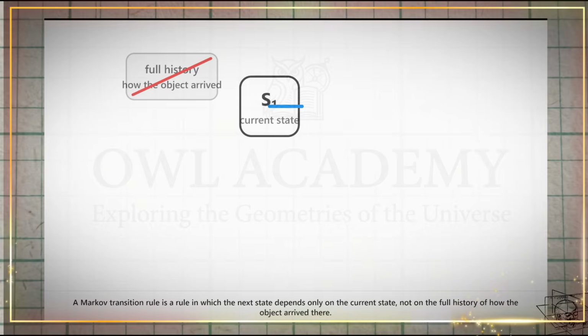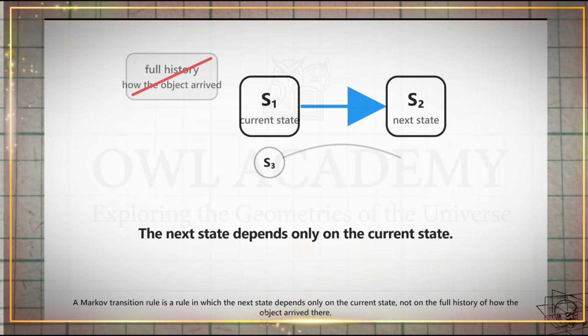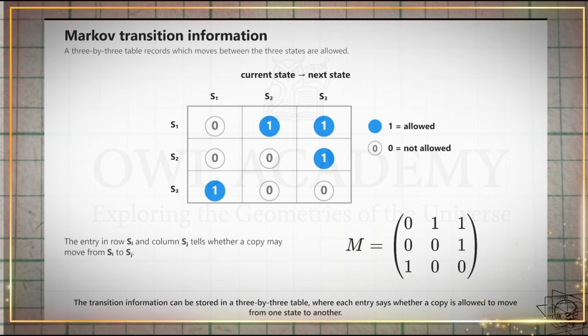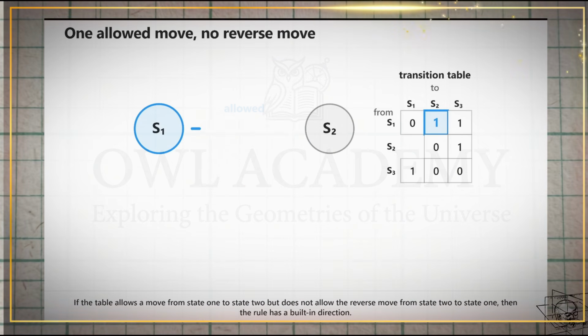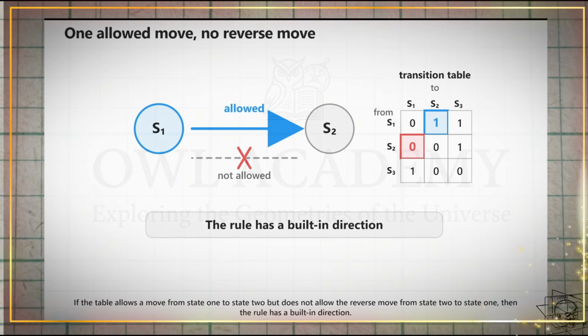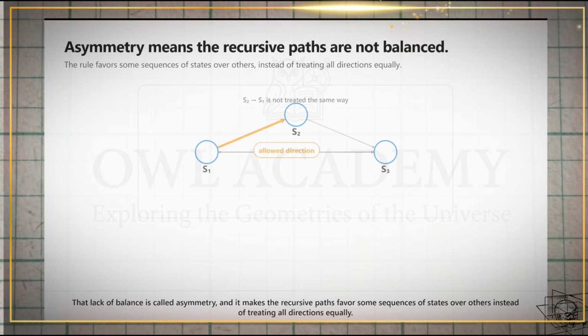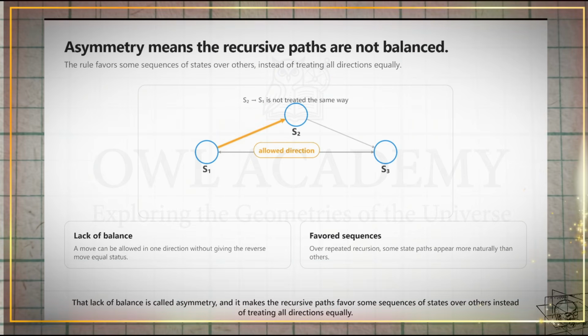A Markov transition rule is a rule in which the next state depends only on the current state, not on the full history of how the object arrived there. The transition information can be stored in a 3x3 table, where each entry says whether a copy is allowed to move from one state to another. If the table allows a move from state 1 to state 2 but does not allow the reverse move from state 2 to state 1, then the rule has a built-in direction. That lack of balance is called asymmetry, and it makes the recursive paths favor some sequences of states over others instead of treating all directions equally.